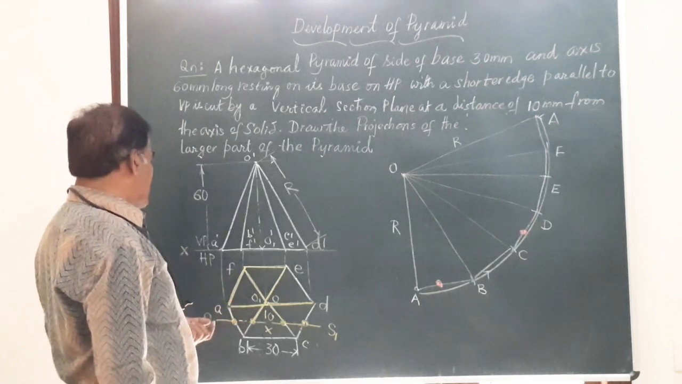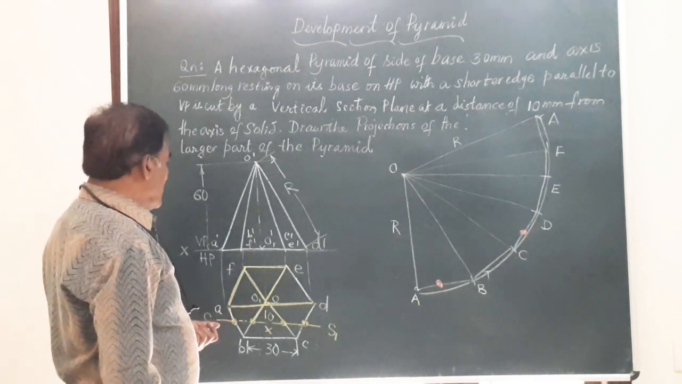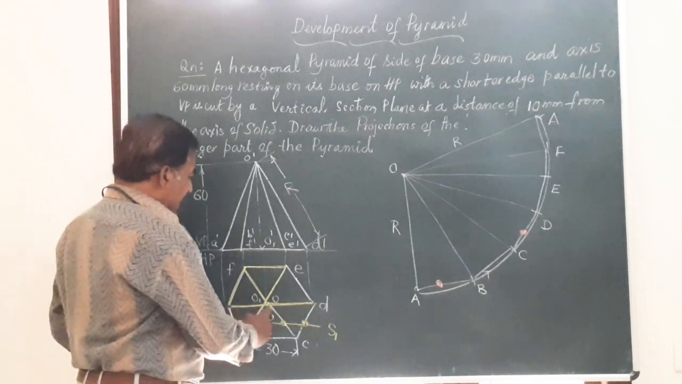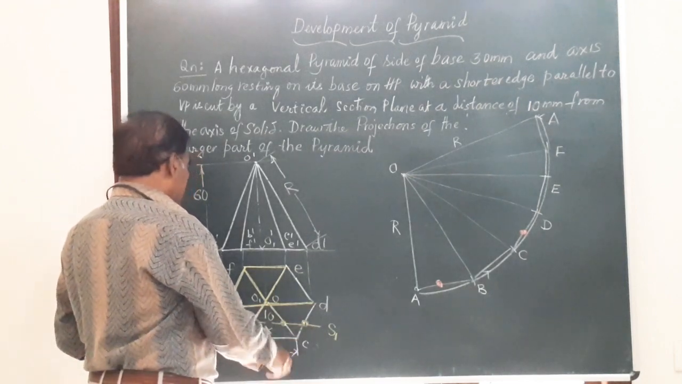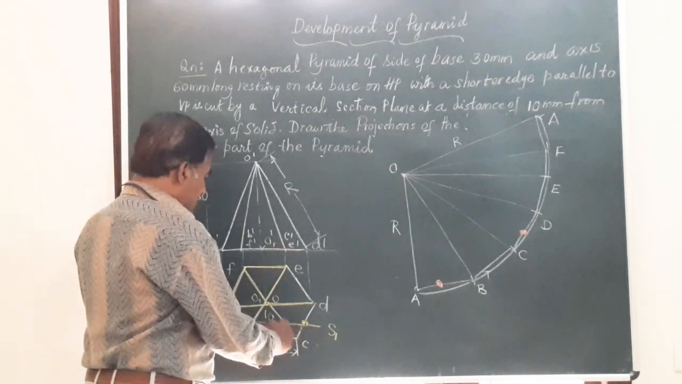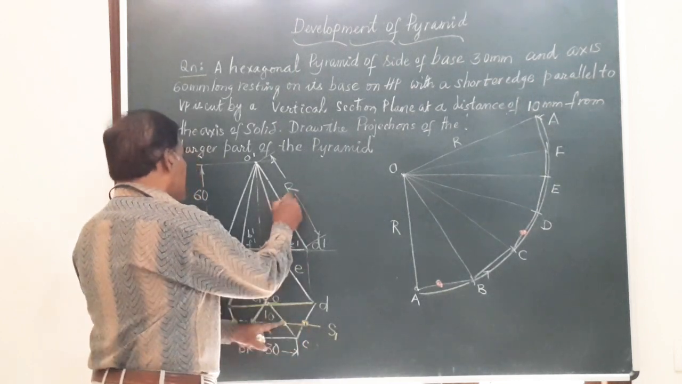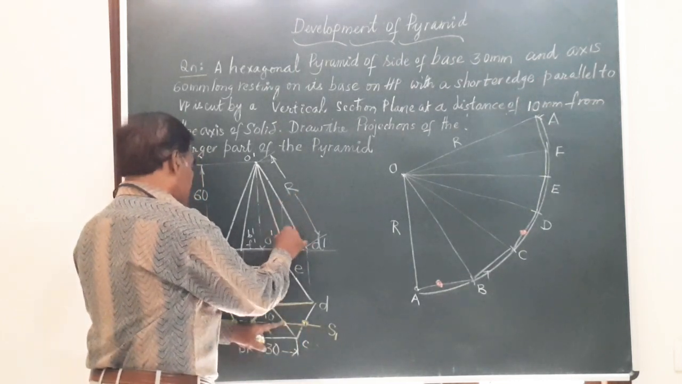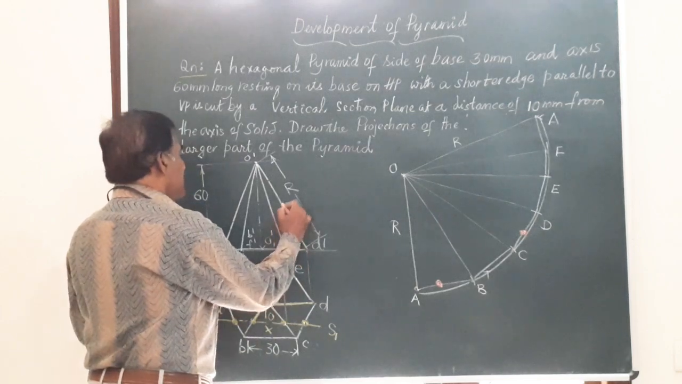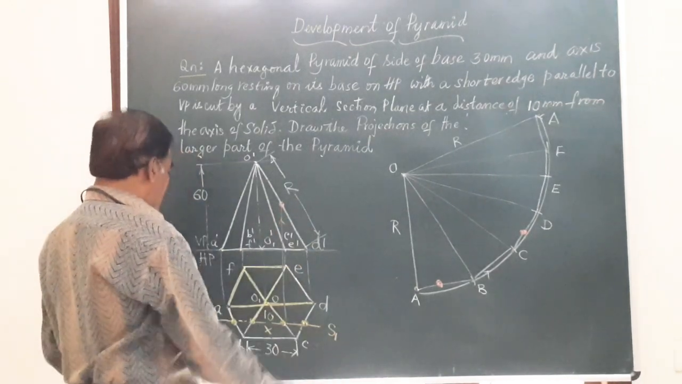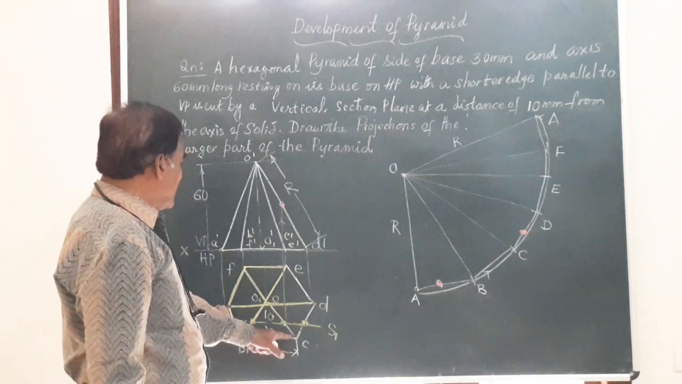So how to mark these slant edges? Now friends, the slant edge is cut here. You write a vertical line from there. This is OC, it is cut here. You write a vertical line from there. So this is the point where this slant edge OC is cut.